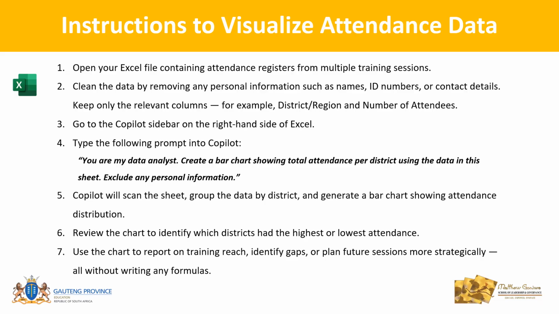Now, in the Copilot sidebar, I'll type, "You are my data analyst. Create a bar chart showing total attendance per district using the data in this sheet. Exclude any personal information." Copilot will scan the data, group it by district, and generate a chart that gives us a clear visual of where attendance was highest or lowest.